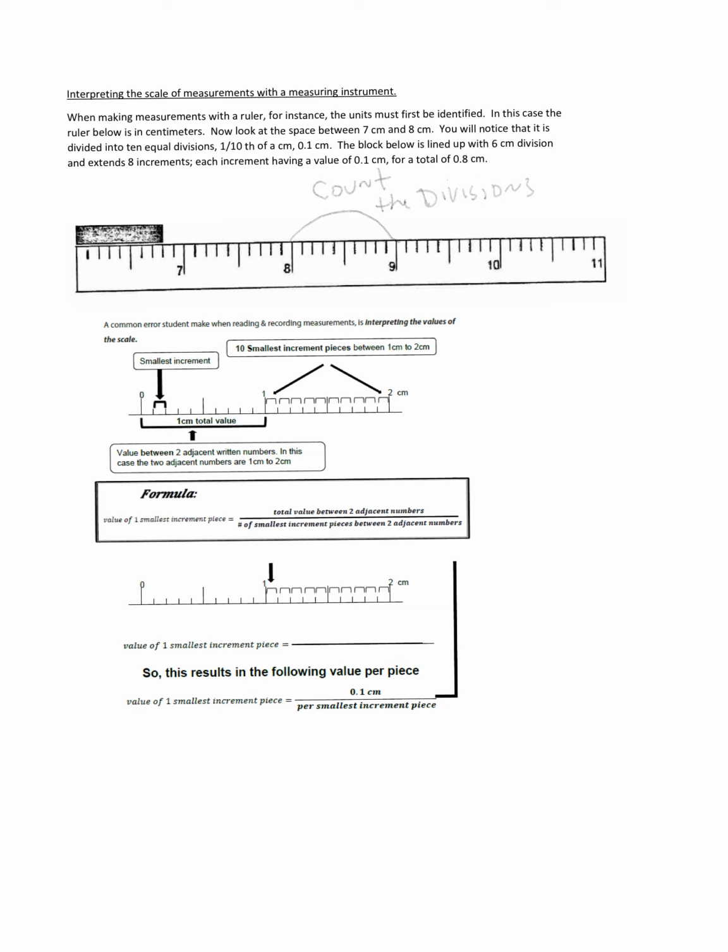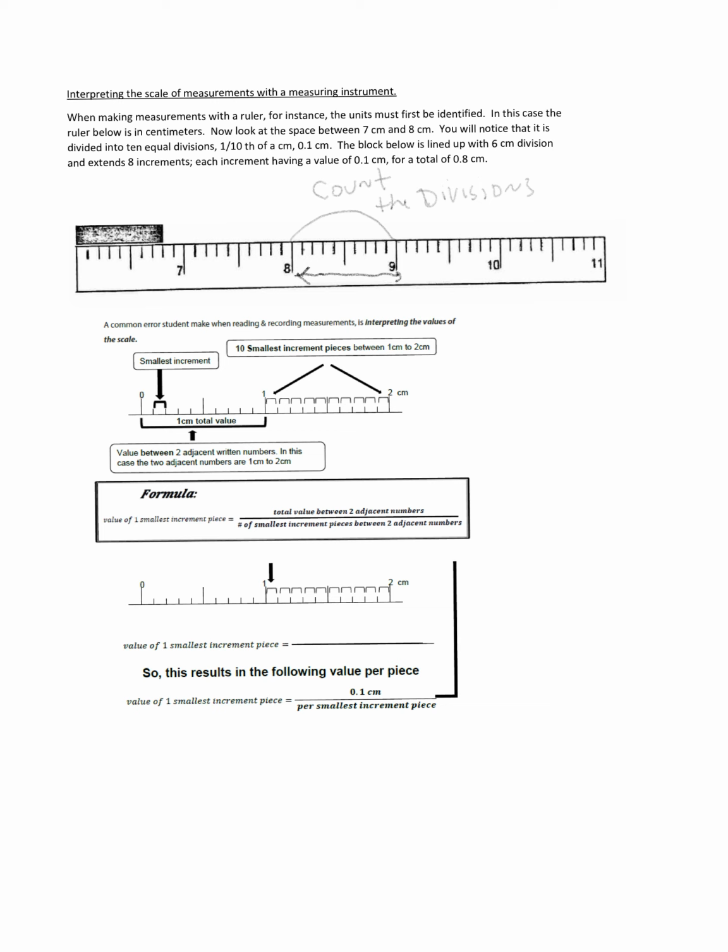Now this page is just going into interpreting the divisions of any instrument we're using. So this is just showing a ruler, but the same concept would also be true if you're using a graduated cylinder or a burette. When you're making a measurement, what you need to do is figure out the value of these lines. So if I look between 8 and 9, there are these divisions or graduations in here. So I want to find the value of these. How do I do that? I've got to count them.